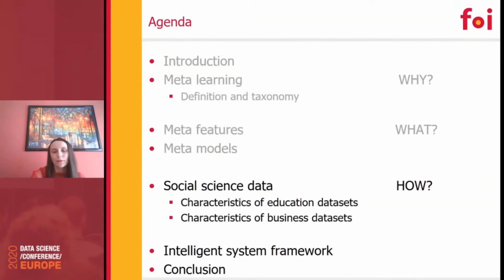And in the next part, which is actually the crucial part of this presentation, I will explain and talk about a specific domain, which is data from social sciences, and to be more specific, from two parts of the social sciences field. And I will try to give a brief explanation of specific characteristics of the datasets that we have explored so far. As I said, this is research which has just started, so we are in the initial phases, and the intelligent system which we will develop at the end is just at the beginning, so we have a conceptual framework that I will show here.